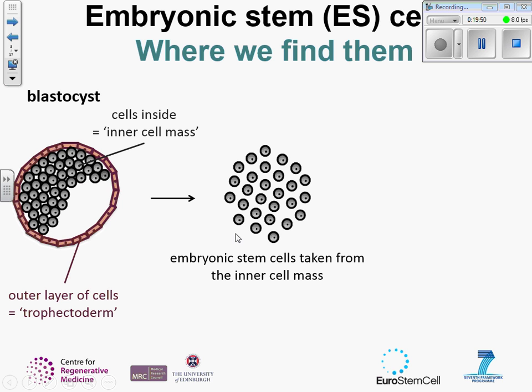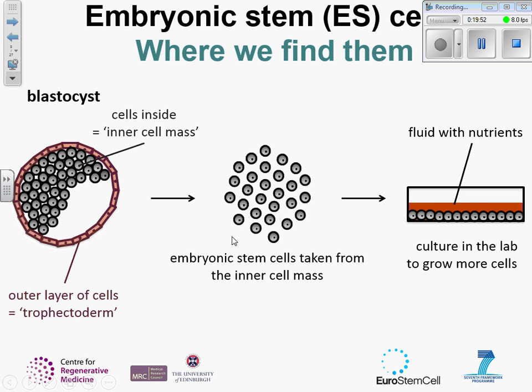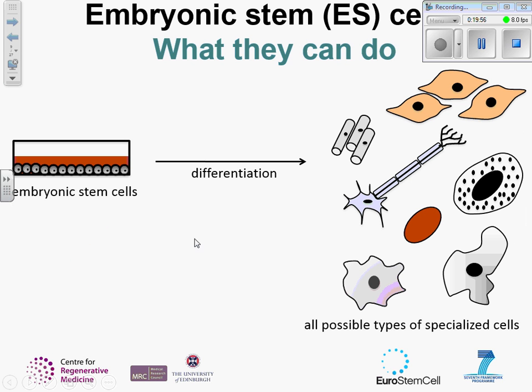So you can take those cells and then you can actually culture them and look at the process of changing their direction of development. And this is the trick. This is what we want to know more about. How is it that these embryonic stem cells could become all those different types of specialized cell? And it's about turning the genes on and off.